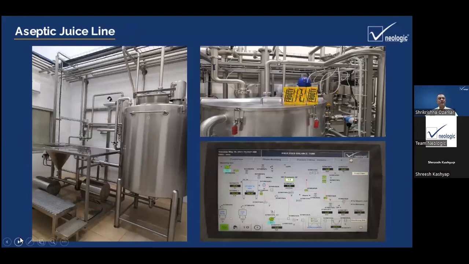Again, some different photographs of the same line: the control panel, the HMI from which all the controls are maintained, and which can also give me an indication of what the temperature is, what the pressure is, all this.